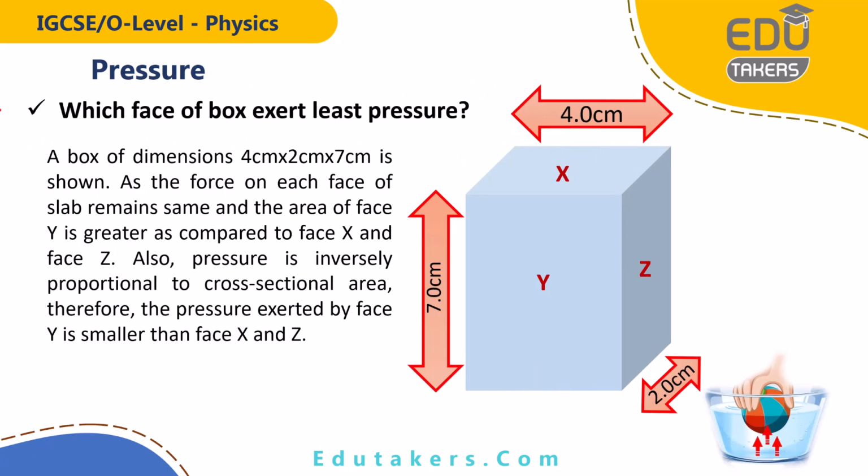Here you can see that there is a box whose dimensions are 4.0 centimeters, 2.0 centimeters multiplied by 7.0 centimeters. There are three faces mentioned here for that box, X, Y and Z. You actually have to tell which face of the box exerts the least pressure. So for which one of the following faces X, Y and Z is the pressure least?